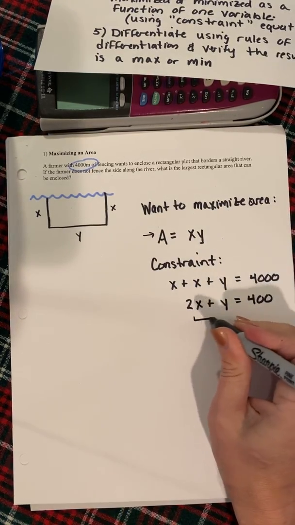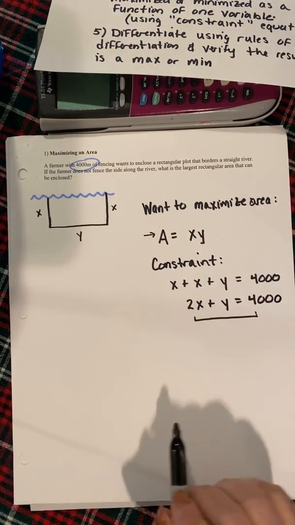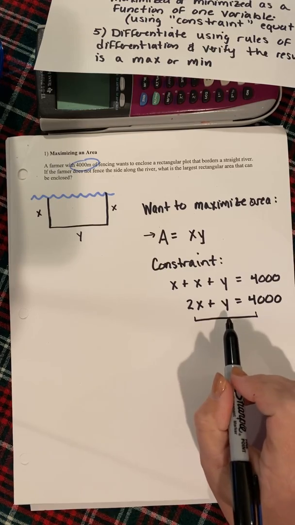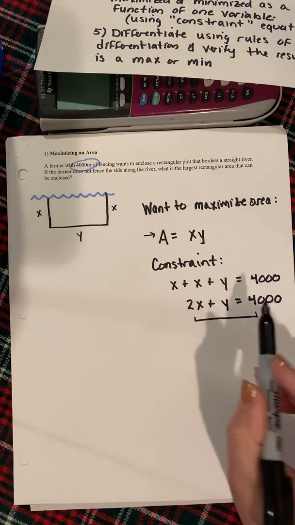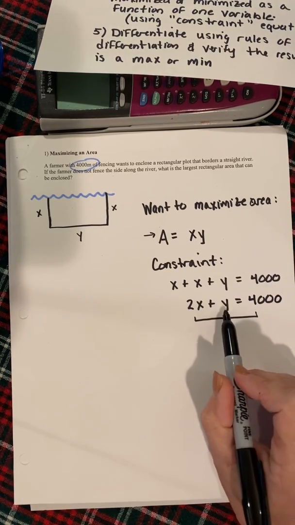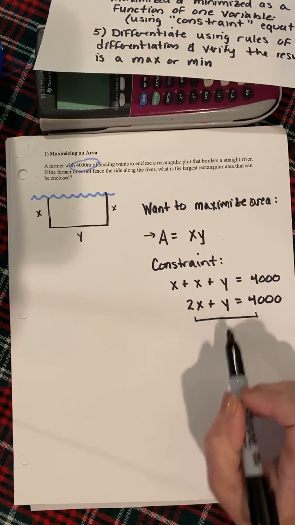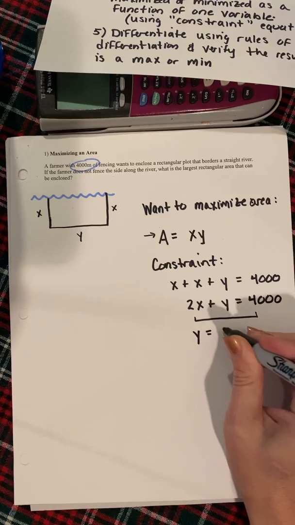So using the constraint, 2x plus y equals 4,000, we're going to take our constraint equation and solve for one of the variables. And you can solve for either one. I typically solve for the one that's easier to solve for. So in other words, I'm just going to solve this for y by subtracting 2x. I could solve for x by subtracting y and dividing by 2, but I'd introduce fractions, which isn't terrible, but I'm just going to avoid this.